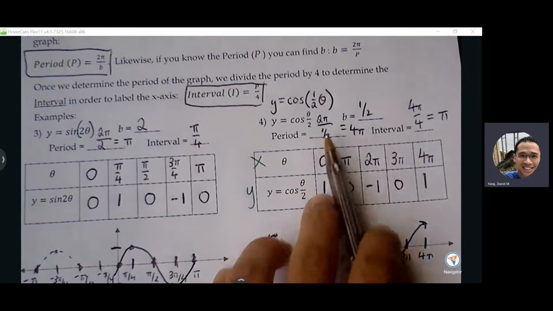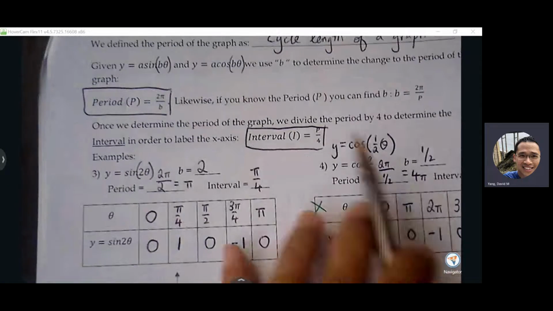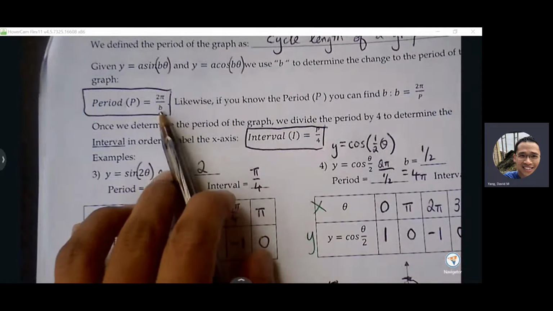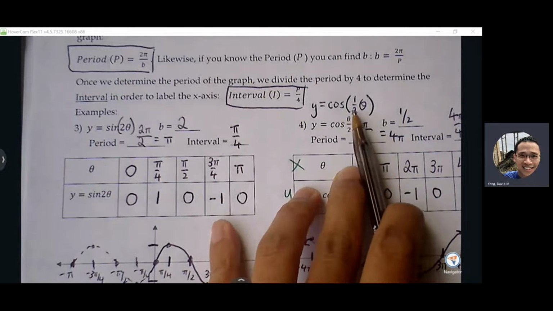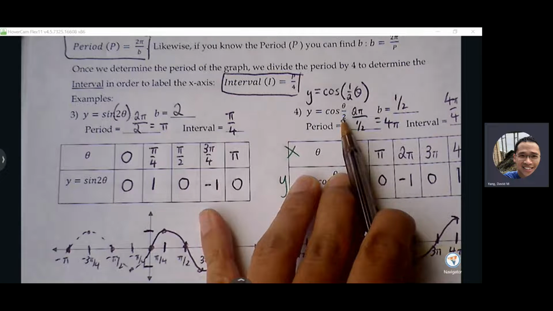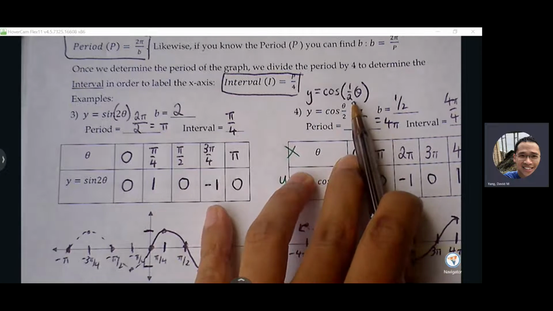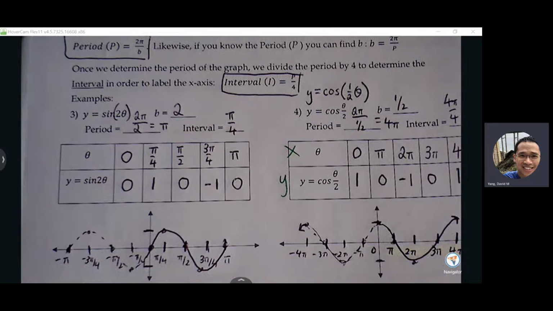So the period is based off of the b value. Once you get that b value, you're going to do 2 pi divided by b. The b value is the number that's attached to the theta. It's hard to see with that theta over 2, but if I force that 2 out in front, theta over 2 is the same thing as 1/2 times theta. And 1/2 is my b value. It's inside the parentheses, but in front of the theta. That's your b value.